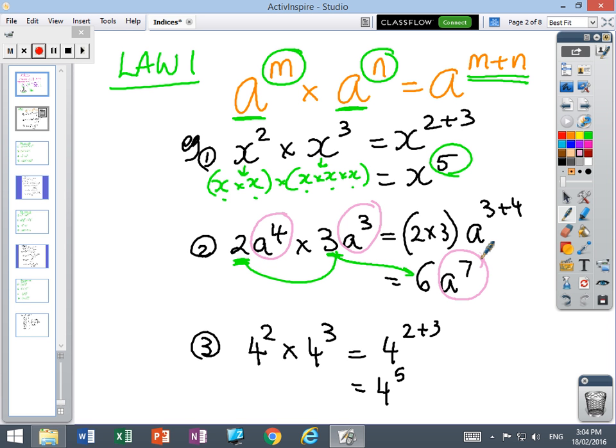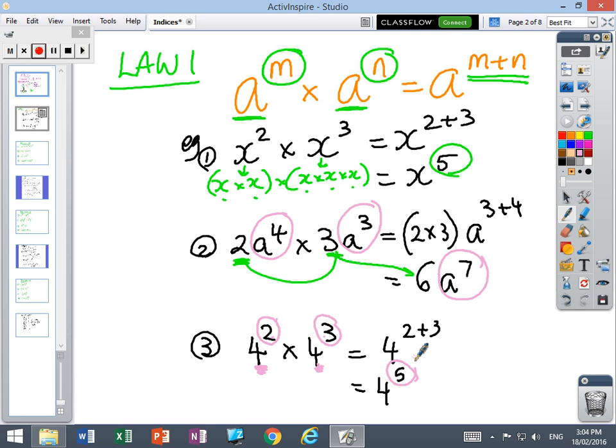Sometimes you get a trick question. If I've got a number as the base, the number the power sits on is called the base. So these 4s are not normal 4s, and we just use the indices law. With base 4, we go 2 plus 3 equals 5.